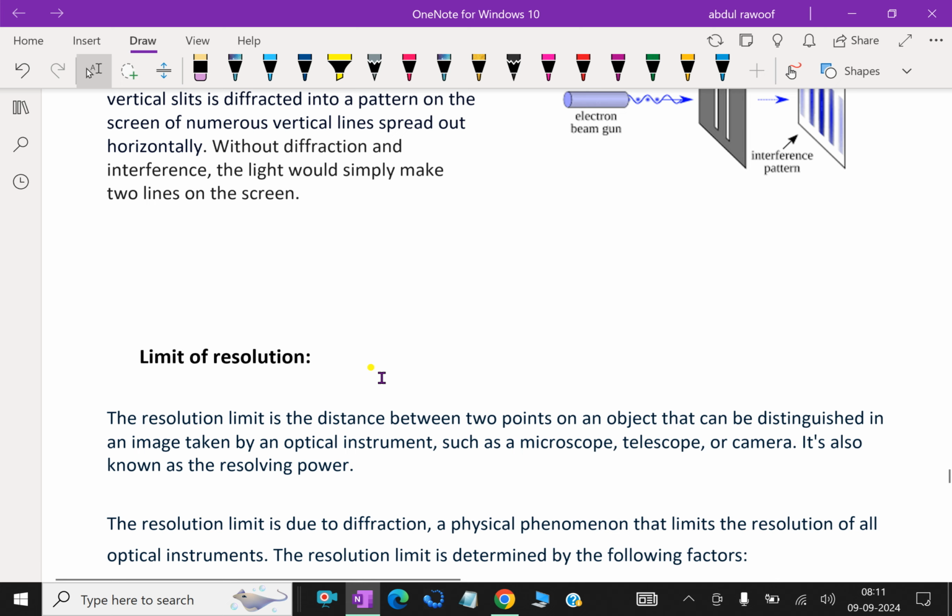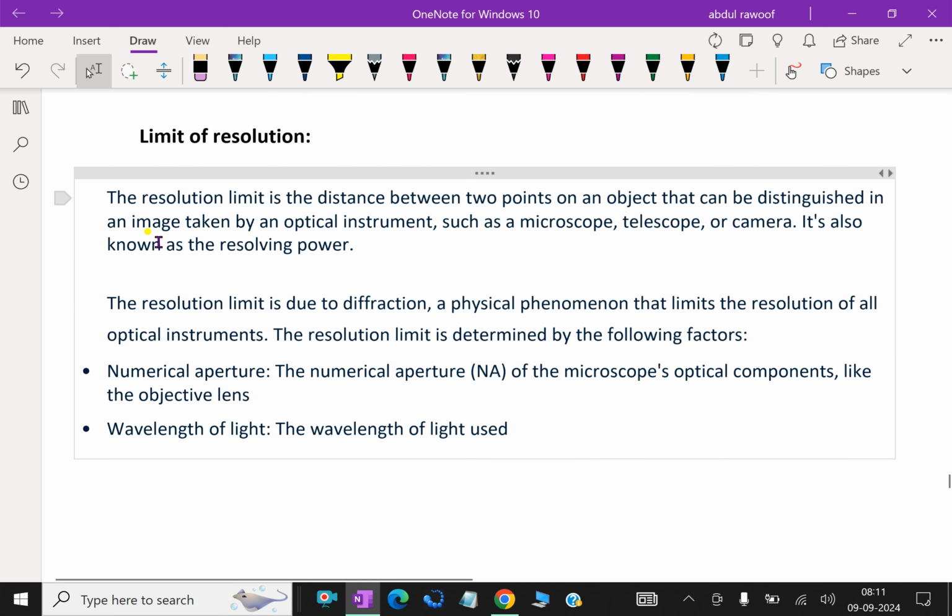Limit of resolution. The resolution limit is the distance between 2 points on an object that can be distinguished in an image taken by an optical instrument such as a microscope, telescope or camera. It's also known as the resolving power. The resolution limit is due to diffraction, a physical phenomenon that limits the resolution of all optical instruments.